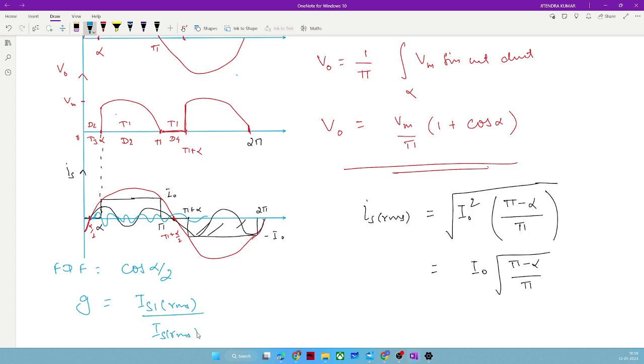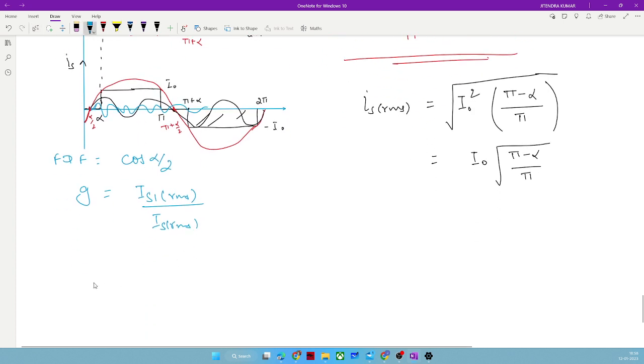IS RMS. And if you compute the Fourier series of IS, you will get only odd harmonics since it is symmetric. So if you shift it, you will see that it has even symmetry. Sorry, not even symmetry, it will be odd symmetric. If you shift it by alpha towards the left, you will see x(t) is equal to minus x(minus t). So this is the property of an odd function.